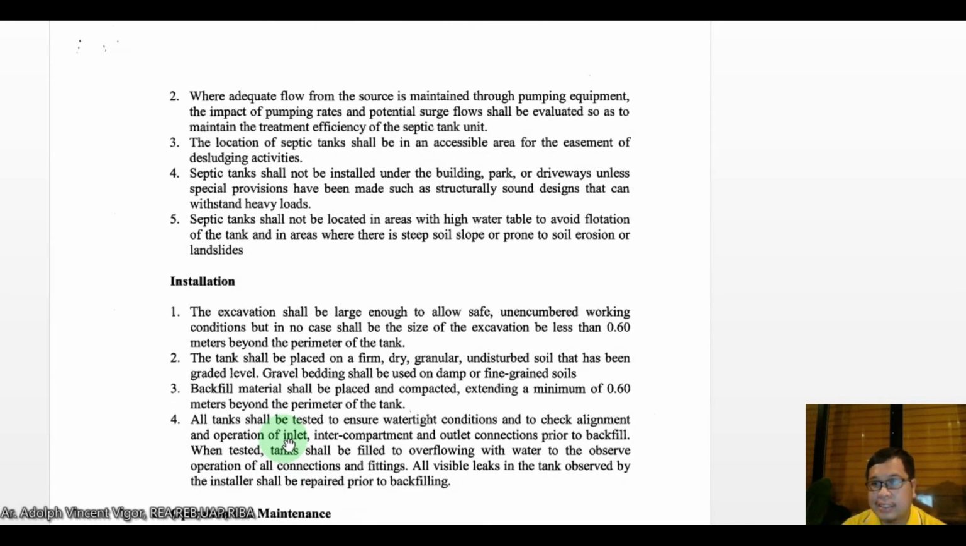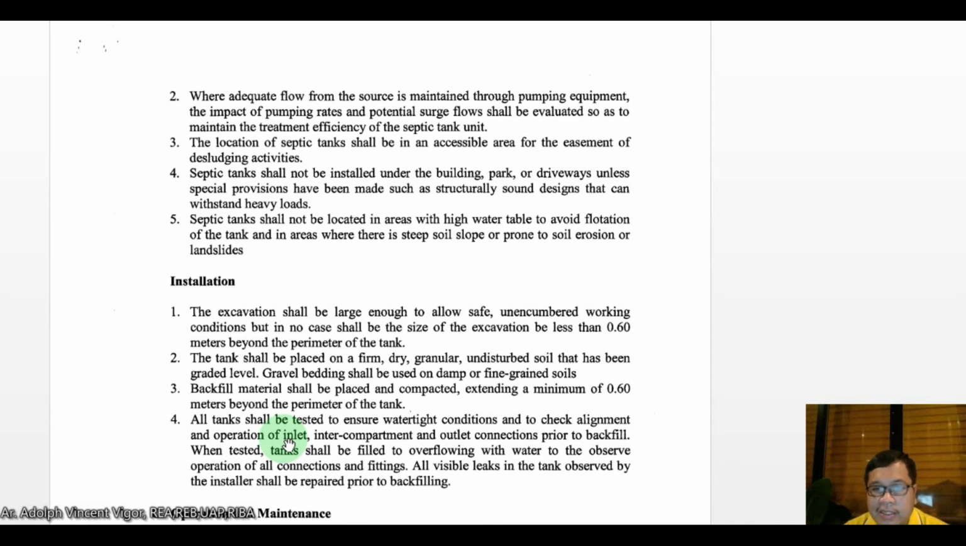Okay. Then let's stop here at installation. Then the excavation shall be large enough to allow safe, unencumbered working conditions, but in no case shall the size of the excavation be less than 0.60 meters beyond the perimeter of the tank. The tank shall be placed on a firm, dry, granular, undisturbed soil that has been graded level. Gravel bedding shall be used in damp or fine-grade soils. Backfill material shall be placed and compacted, extending a minimum of 0.60 meters beyond the perimeter of the tank.